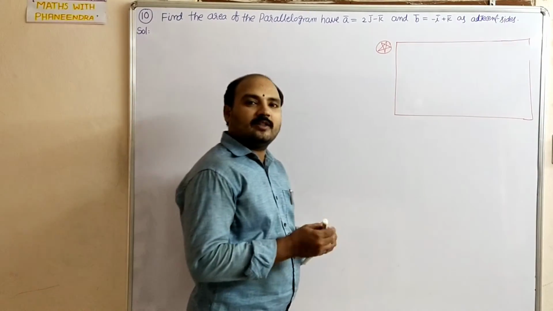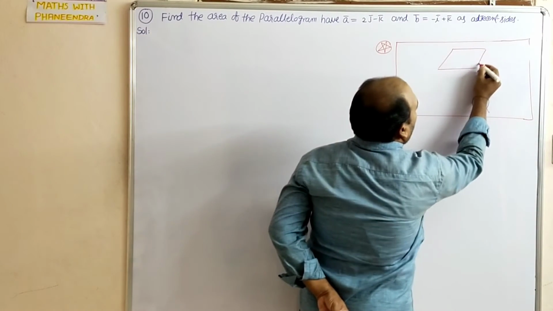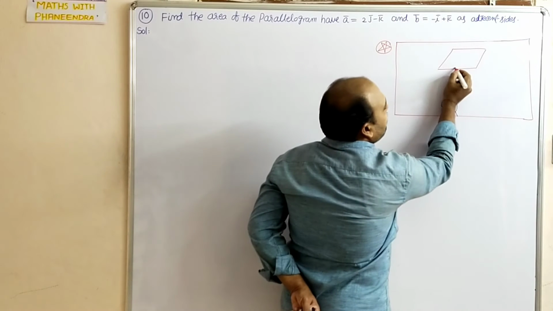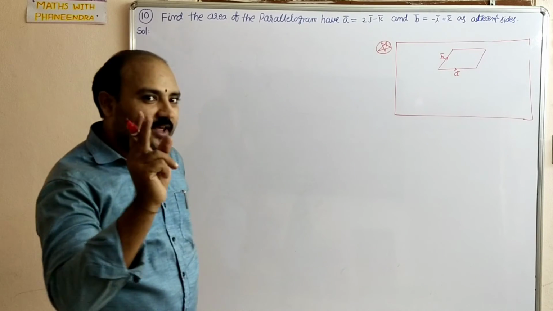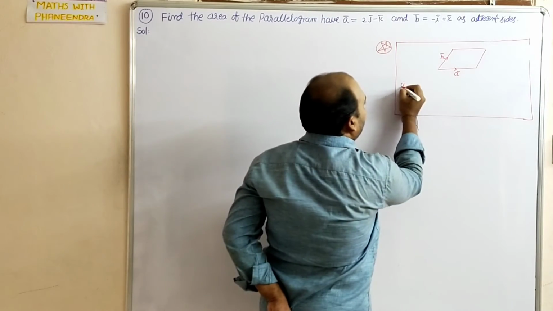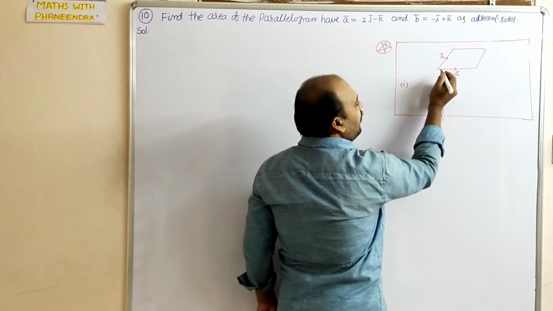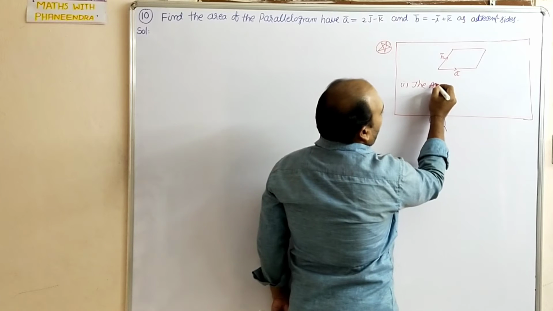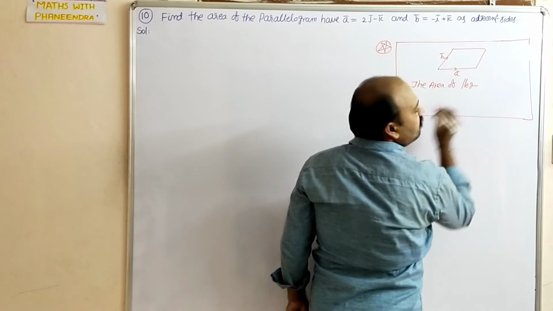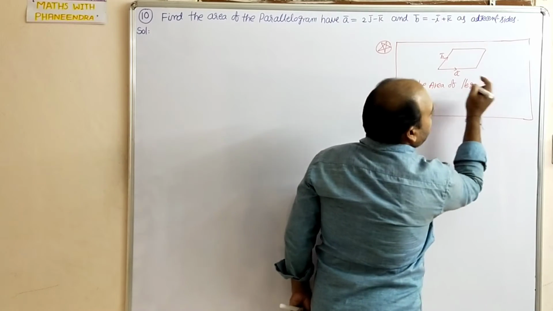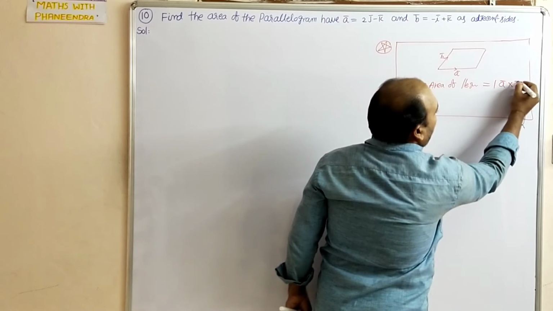See here, I'll write the formula regarding this. This is the parallelogram. Adjacent sides means this is A bar vector, this is B bar vector is given. Two types of areas are there. According to this question, just the area of parallelogram, when adjacent sides are A bar and B bar, is mod A bar cross B bar.